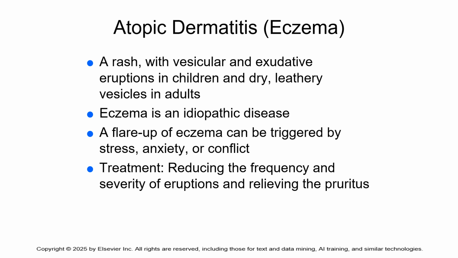In children, you see it as dry, leathery vesicles. In adults, you may not even call it vesicles because of its appearance. It is an idiopathic disease. We don't know why people have it, but we know we see it more in patients with that family history. It also can be a result of sensitivity to certain foods or certain things they may drink. In some cases, milk or orange juice would be more common. It can be triggered by stress or anxiety.